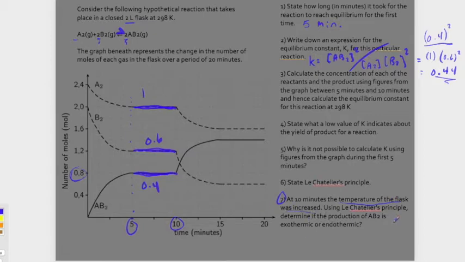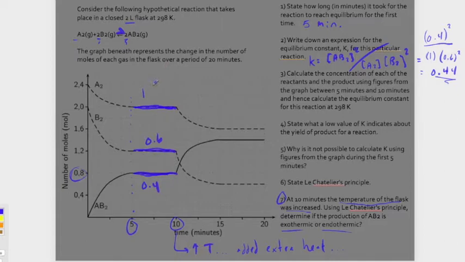Using Le Chatelier's principle, determine if the production of AB2, in other words, this reaction, is endothermic or exothermic. Well, I know that the stress right here at 10 minutes, I increased the temperature of the flask. In other words, I added extra heat energy. And I can see that by doing that, my system responded by making more products. So remember how we said we can think about exothermic or endothermic processes? We can think about them as heat being a reactant or product.